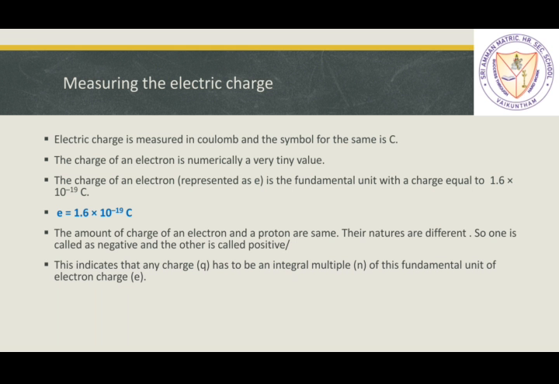Similarly, if there is any object containing only 1 proton, then its charge will be 1.6 into 10 to the power minus 19 coulomb. So it will always be a multiple of 1.6 into 10 to the power minus 19 coulomb. Therefore the total charge Q is given as N into E, where E is equal to 1.6 into 10 to the power minus 19 coulomb, and N is a whole number. Sorry, the whole numbers start from 0: 0, 1, 2, 3, 4, 5, etc. So this is how the electric charge is measured, and its unit is coulomb.